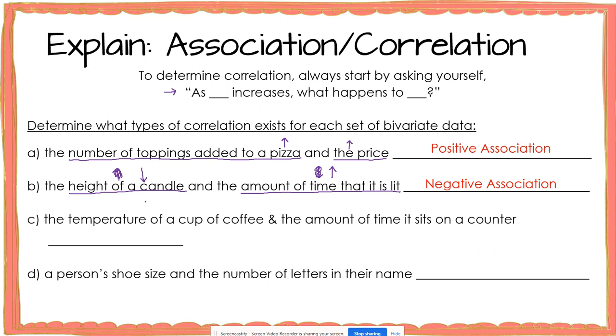C says the temperature of a cup of coffee and the amount of time it sits on a counter. Well, if I'm looking at the temperature of a cup of coffee and I'm asking myself, what happens as that increases? And I compare it to the amount of time it sits on a counter. Well, I might want to again look at this one backwards. If I think about the amount of time that it sits on a counter, as the time increases, the temperature of that coffee in the cup is actually going to probably go down a little bit. So because the amount of time is increasing, but the temperature of the coffee is decreasing, I'm going to say that this would be a negative correlation.